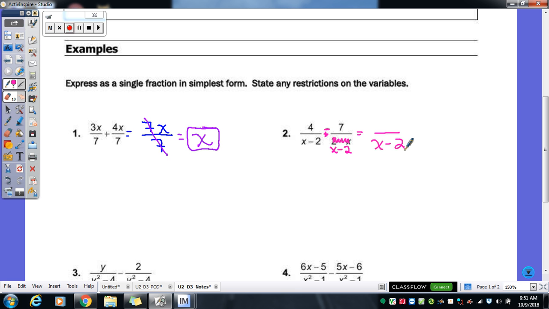So we're going to keep the x minus 2. And now we have the subtraction. So 4 minus 7 gives us negative 3. So now this did have a variable in the denominator all the way back at the beginning. So what would be our restriction on that? X cannot be 2. So there's our final answer for that. So remember, restrictions if it's a variable in the denominator.